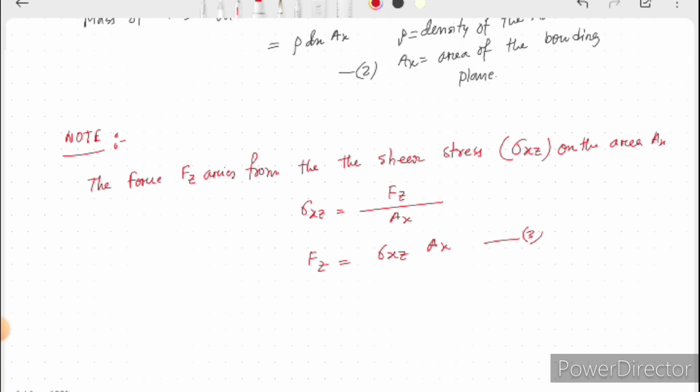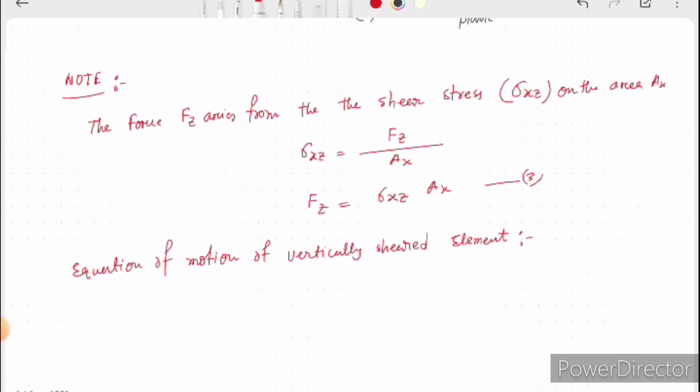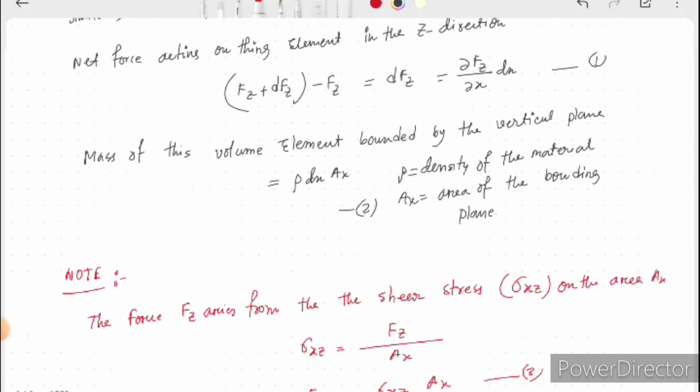So now we have the equation of motion of the vertically sheared element. What is the equation of motion of this vertically sheared element? That is very important. According to Newton's law, force equals mass times acceleration, F equals ma. So the mass we already have.